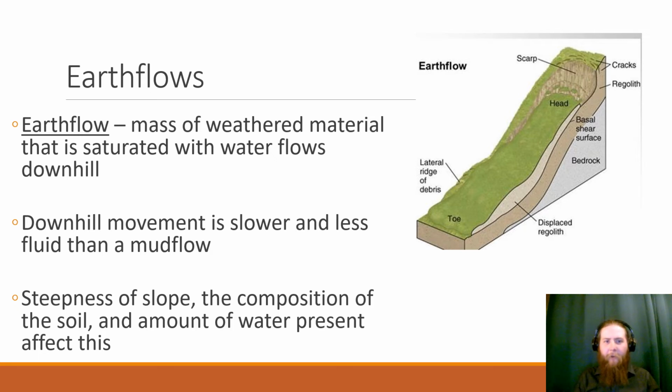All right, for earth flows, this is when we have a mass of weathered material that is saturated with water flowing downhill. It is slower than a mud flow, and the things that affect how fast this is flowing are the steepness of the slope, the composition of the soil, and the amount of water present.